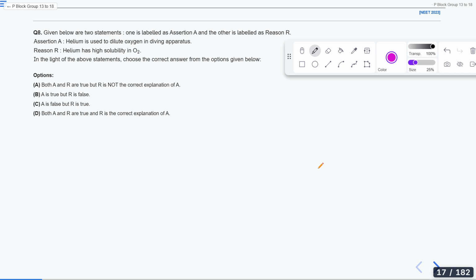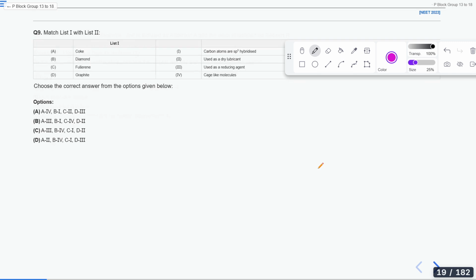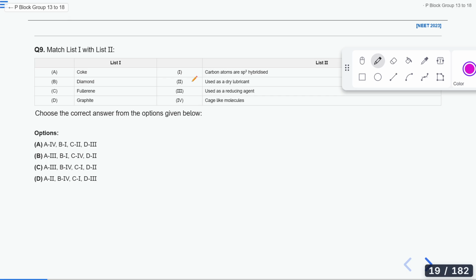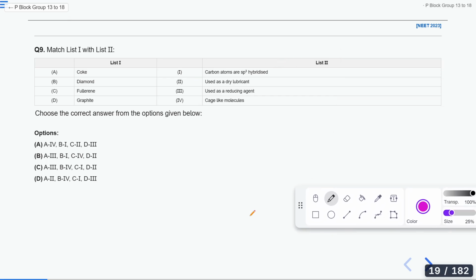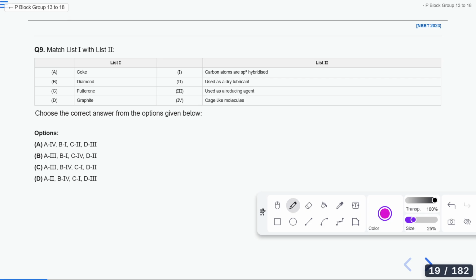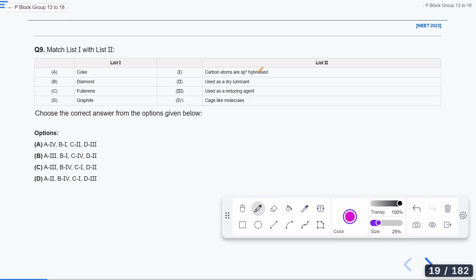Now here is the next question. This is a very simple match the following type. You have to match the structural aspects of the molecule and the uses. Two of the statements in list 2 are related to structure, and two of them are related to application. So you have to tell which matches to which. Now it's a very simple one.